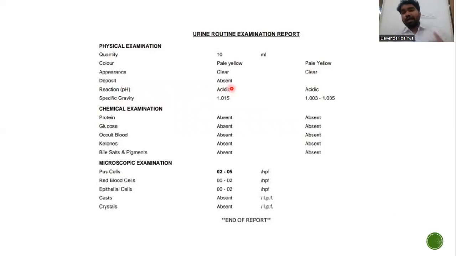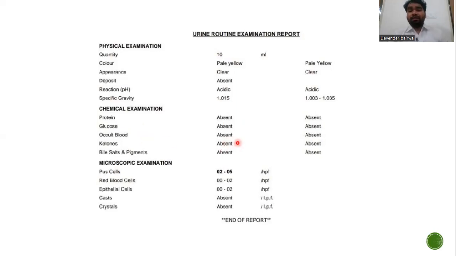Generally, it becomes more acidic if there is dehydration, or if there is renal AKI, and then specific gravity can be anywhere from 1.03 to 1.035. Different labs have different values. Here in this case, it's 1.015. Then protein, glucose, occult blood, ketones, bile salts can be seen in these reports. Presence of protein means proteinuria. Glucose is generally seen in diabetic people who will be having some amount of renal glucosuria.